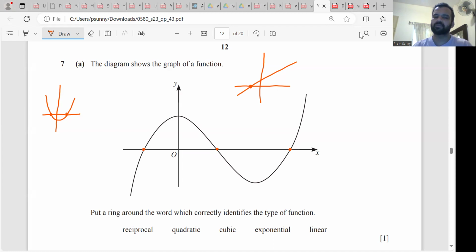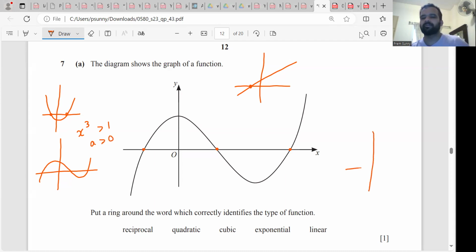There are four different types of graphs for a cubic equation. One is similar to this. This is one shape when the coefficient of x cube is greater than 0, basically a is positive, a greater than 0. Now, we will be having a graph somewhat like this. This is also a cubic graph shape if the coefficient of x cube is negative. If the coefficient of x cube is negative, we'll be having a graph like this.